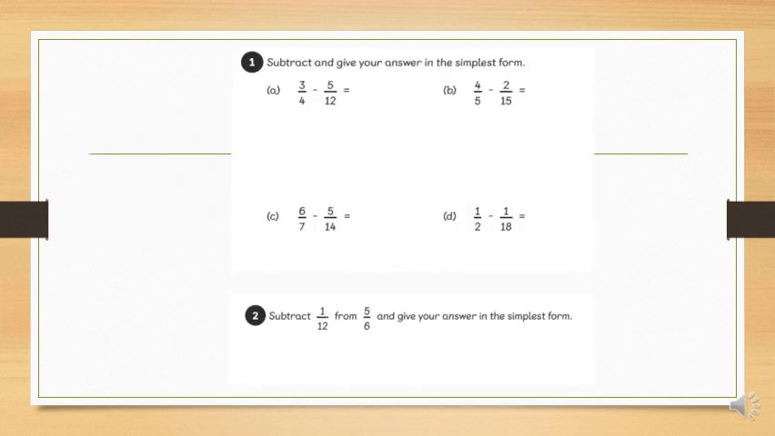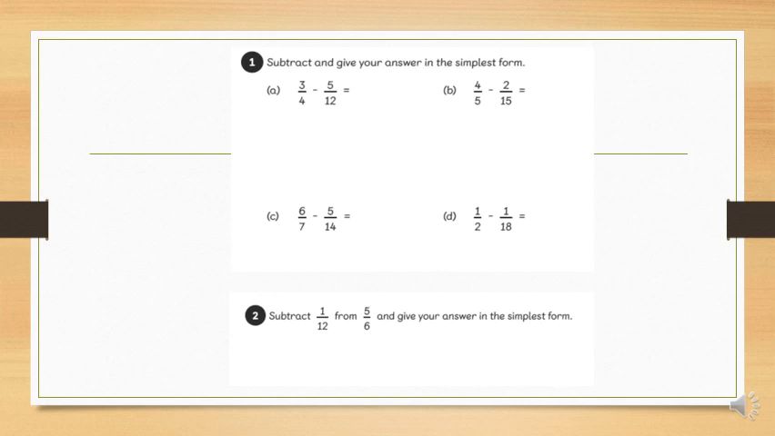You're then going to be doing some subtraction questions. Again, I would like you to write your answer in the simplest form. So find a common denominator, then subtract the numerators, after you've found a common denominator, and then write your answer in the simplest form.